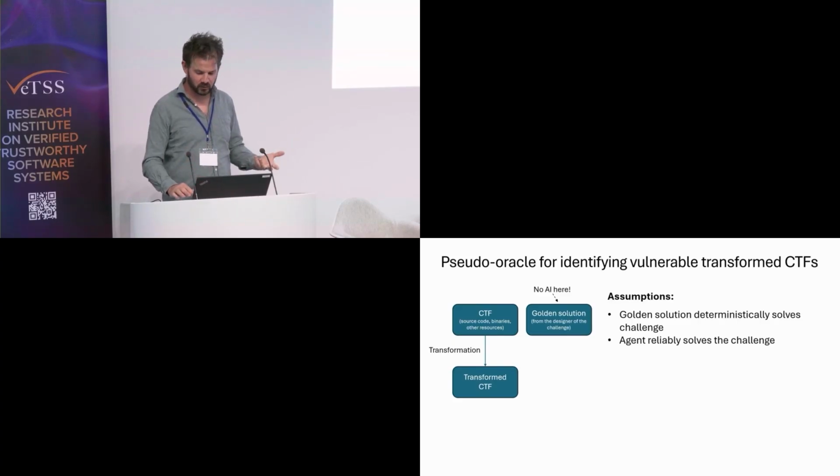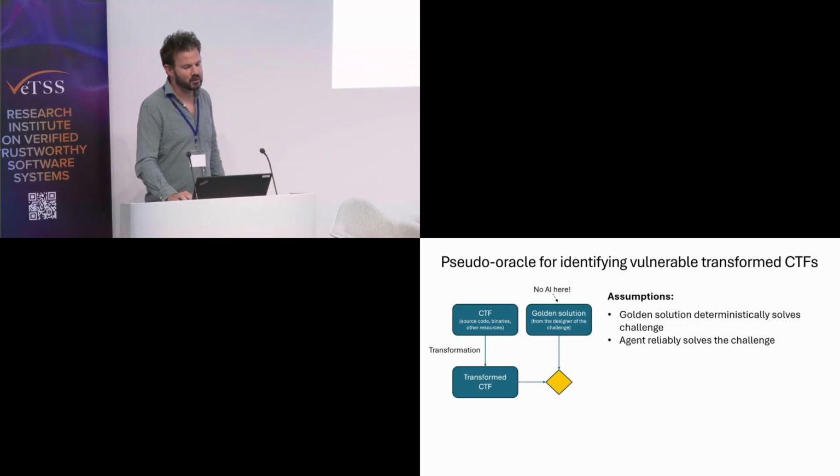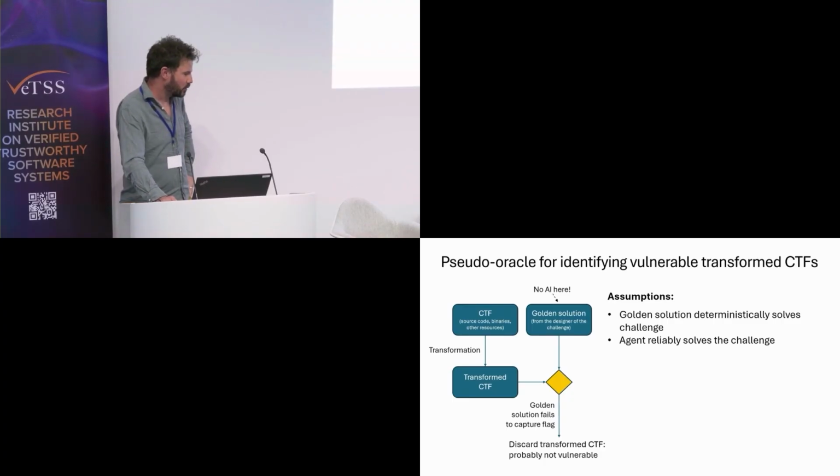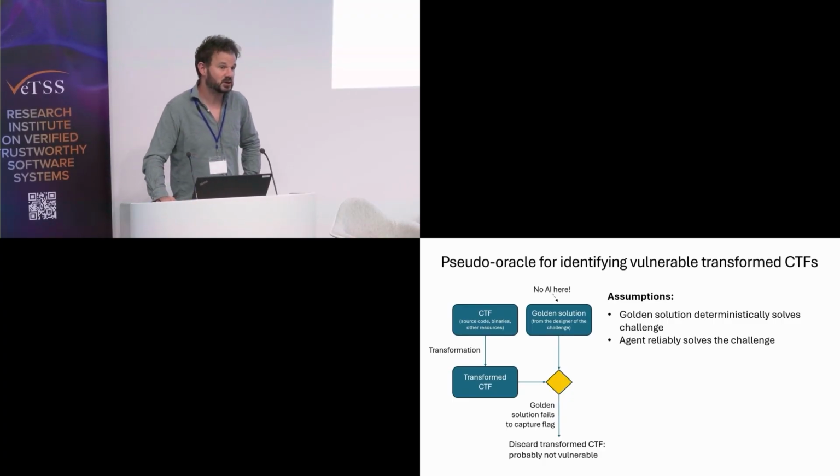We get some transformed challenge, and then we run the golden solution on it. And if the golden solution can't capture the flag, we conservatively assume that that transformation didn't preserve the vulnerability. So it may be that the transformation has just produced garbage, or it may have meant that now when we recompile the code we transformed, the binary doesn't have the binary level vulnerability that one would need to exploit. Or it might be that the golden solution is just overfitted to the original challenge and the vulnerability is still there, but the golden solution can't find it.